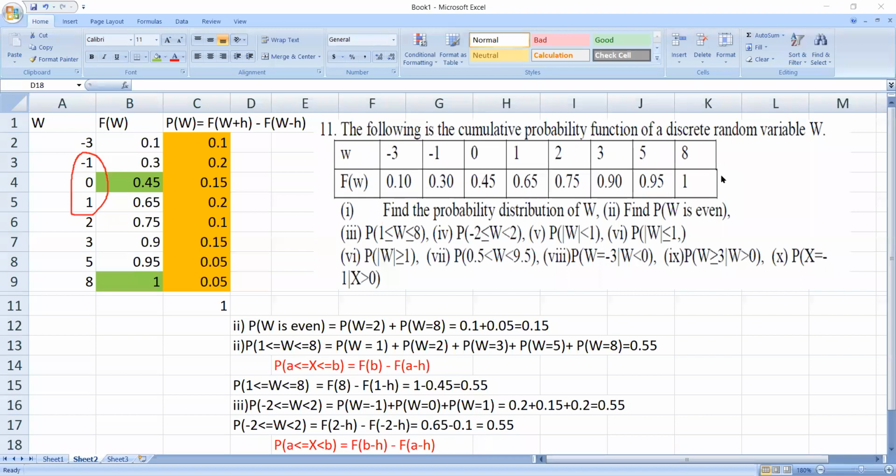If you say a less than or equal to x, that means x greater than or equal to a. But the distribution function has equality for less than.